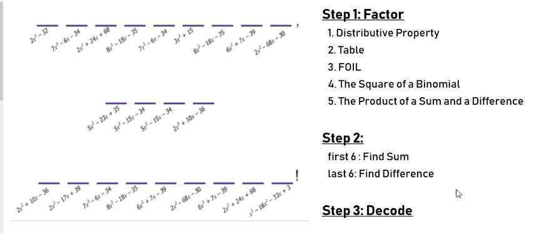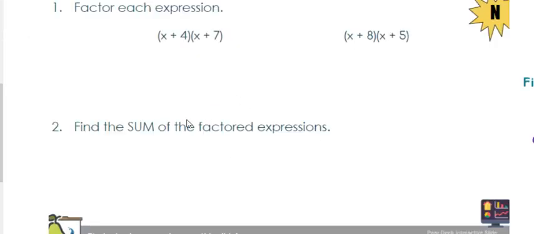So let's see how this will work. On each of the slides, you'll see factor each expression and 2 expressions. And then for the first 6, you'll see that number 2 will tell you to find the sum of the expressions. You'll also see a letter up here, which you'll use in order to decode the message once you have the answer. So for the first problem, I'm going to use the distribute method.